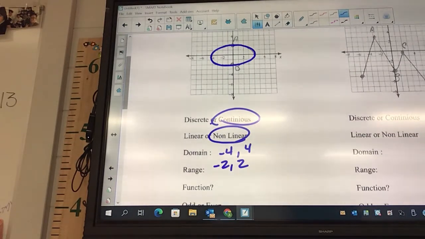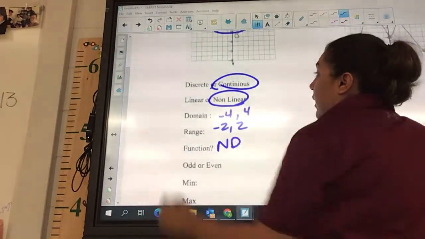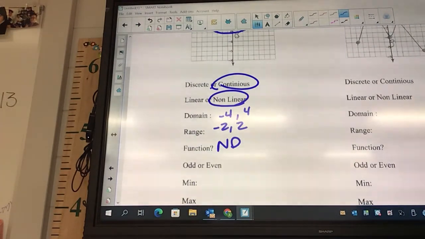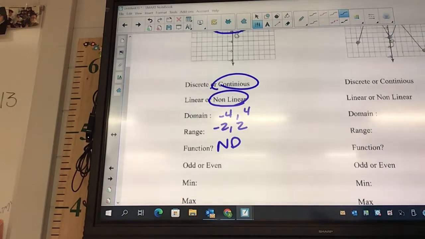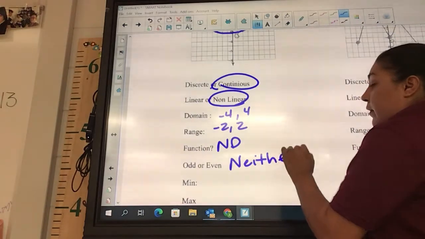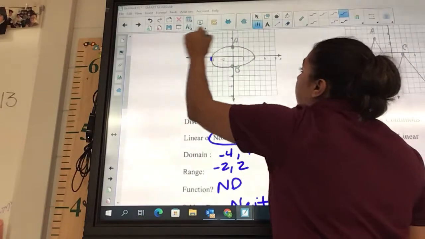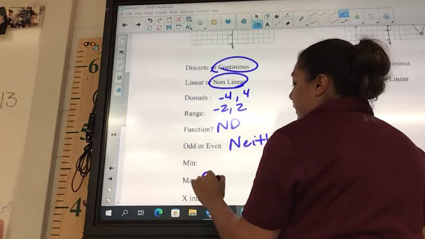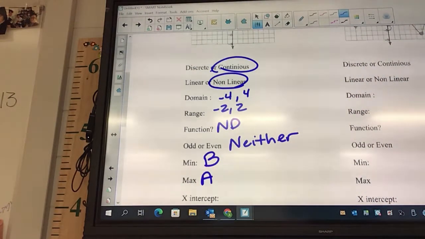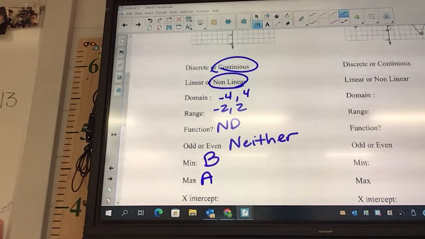Okay, is this a function? No. Okay, is this odd or even? It's neither, right? There's no lines, so it's going to be neither. Min, B, max, A. We got letters up here, A and B. What is A? A is a max. What is B? Min. Can you have more than one of each? Yeah, you definitely can. You can have lots of mins and maxes. So just go through the letters and make sure you're on the right stuff.